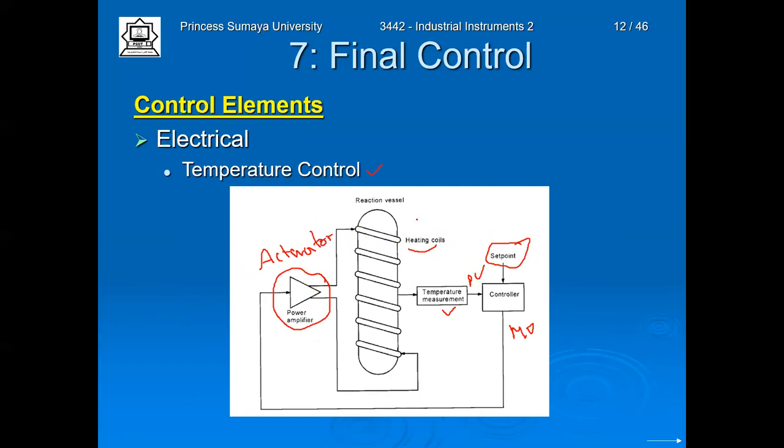And the heating coil in this case is the final control element. And it is electrical because the coil usually is a type of resistance. When you pass current through the coil, the resistance will dissipate heat proportional to I squared R, and this heat influences the temperature in this reaction vessel.